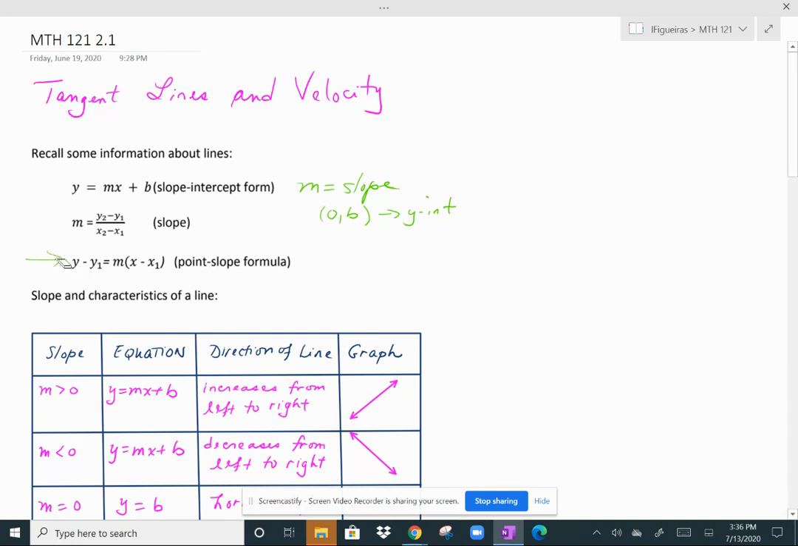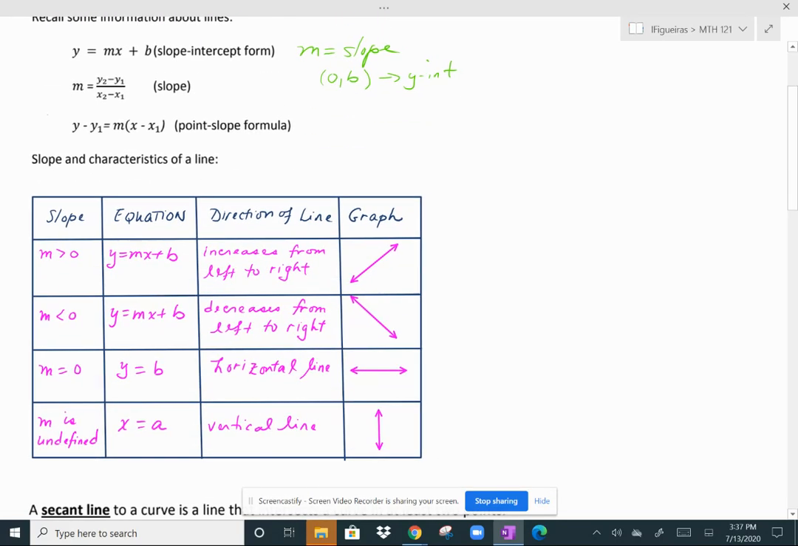So let's talk a little bit about the characteristics of a line when you know the slope of a line. So here are different scenarios for slope. When your slope is positive, m is greater than 0, you can express your line in this slope-intercept form, y equals mx plus b. And the equation of a line like that will be a line that increases from left to right, so the graph will look something like what you see here. When your slope is negative, you can still express it in slope-intercept form, but this time the graph of it will decrease from left to right, so it will look more like this.